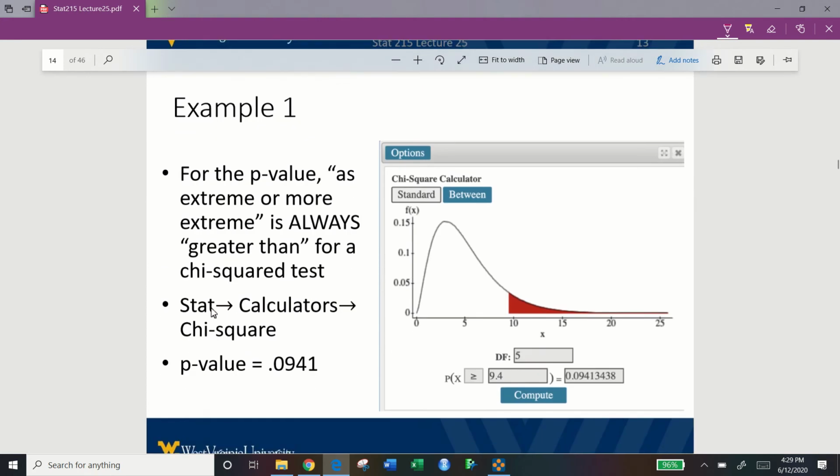If we wish to use StatCrunch, we can do this pretty easily by going to Stat, Calculators, chi-squared. We will plug in our correct number of degrees of freedom. Remember, for our p-value, it is as extreme or more extreme, so therefore it will always be greater than for our chi-square test. Then we'll plug in our calculated test statistic. Hit compute, and we will get our p-value. In this case, our p-value is 0.0941.